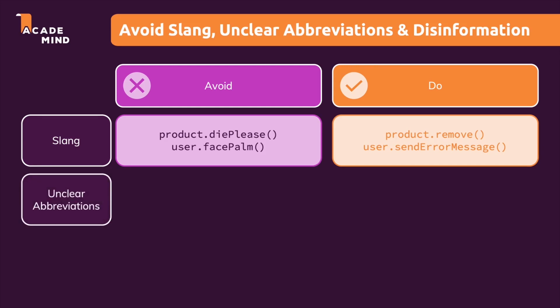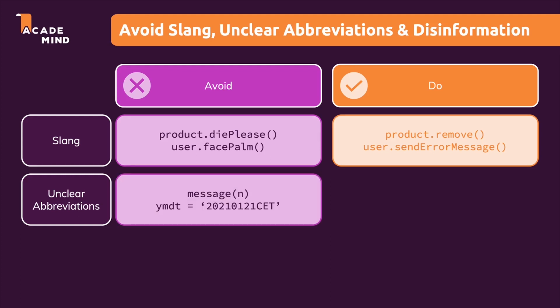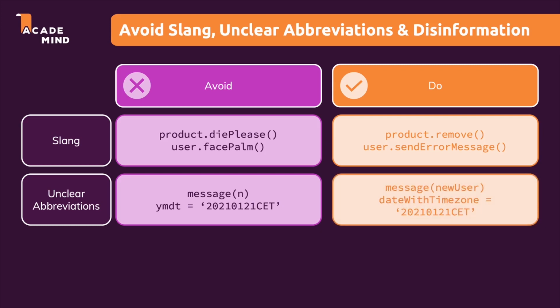Unclear abbreviations can also be a big issue. Consider these examples here. Message n, and then ymdt equals something. The second line is probably some date snapshot, but it's hard to reason about it. It's not clear what is what, at least not immediately. So here, clearer names help a lot. If we use new user instead of n, it's clear that we're sending a message to a new user and not to something. And if we name the variable date with time zone or something like that, it's also much clearer what's inside of that variable.